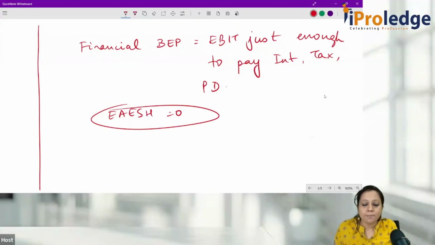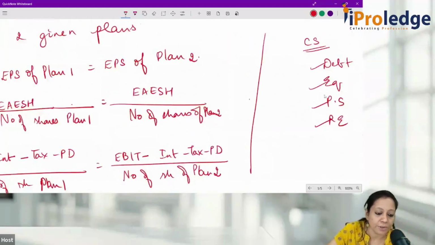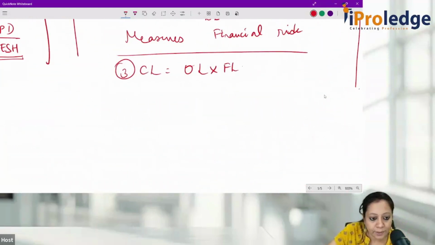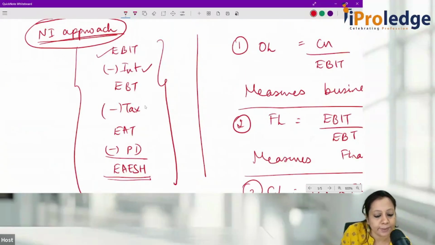Because I am just at break even, what does that mean? No profit, no loss is what we have in our mind. So now, here I'm having just enough money to pay my interest, tax, and preference dividend. Once again, I want all of you to look at the order. First we will pay our interest, then tax, then preference dividend. So I'm having only that much profit. That is what is financial break even.